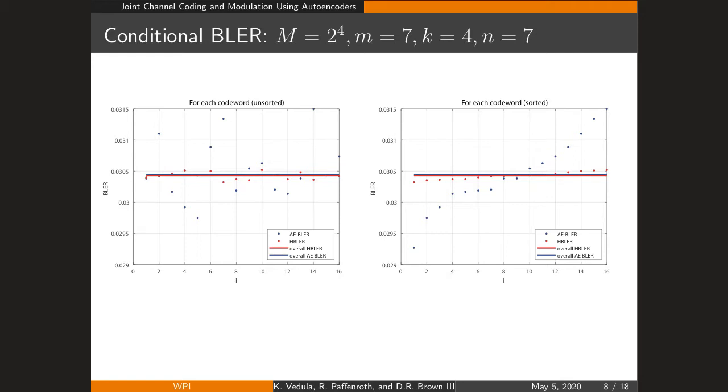Hamming encoder and decoder. If we see the sorted words here, the left one is unsorted, the right one is sorted. If you see the right one here, we see that the Hamming is flattening out and closer to the average Hamming blur, whereas the autoencoder does not. This means that all the Hamming code words are equiprobable in making errors, whereas in the autoencoder, certain code words make more errors than some other code words.